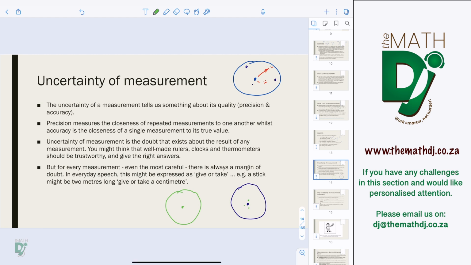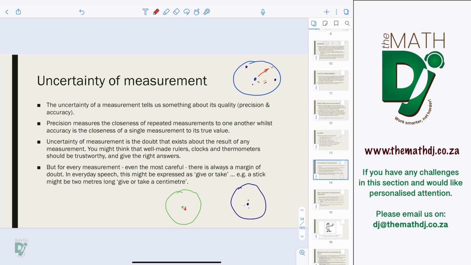So let's say you throw here, almost the same position. So you can say you are precise and accurate. Precision has to do with the closeness of repeated measurement, which means you're getting the same position all the time. Then accuracy is your closeness to the required value. Okay, let's move on to the next point.